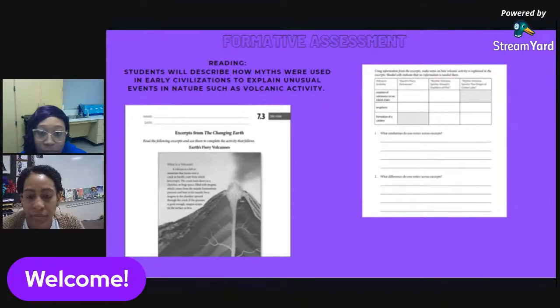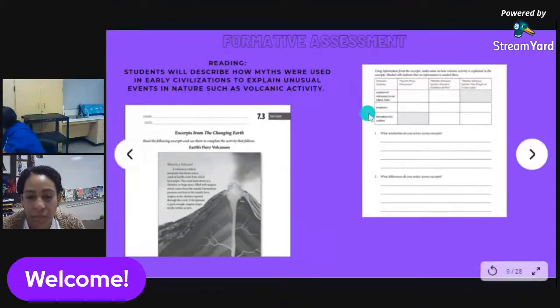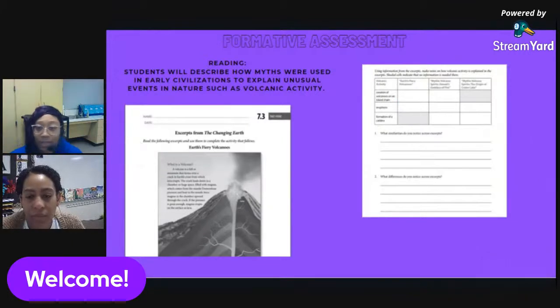Okay, so the formative assessment is actually a take-home page. They're reading those myths, and then on this chart over here, they are answering different questions, comparing those myths. Let me scroll and see. So they're comparing and contrasting the similarities and the differences across the different excerpts: the creation of volcanoes, the eruptions, and the formation of a caldera. So we're looking at how the different myths attempt to explain those things.